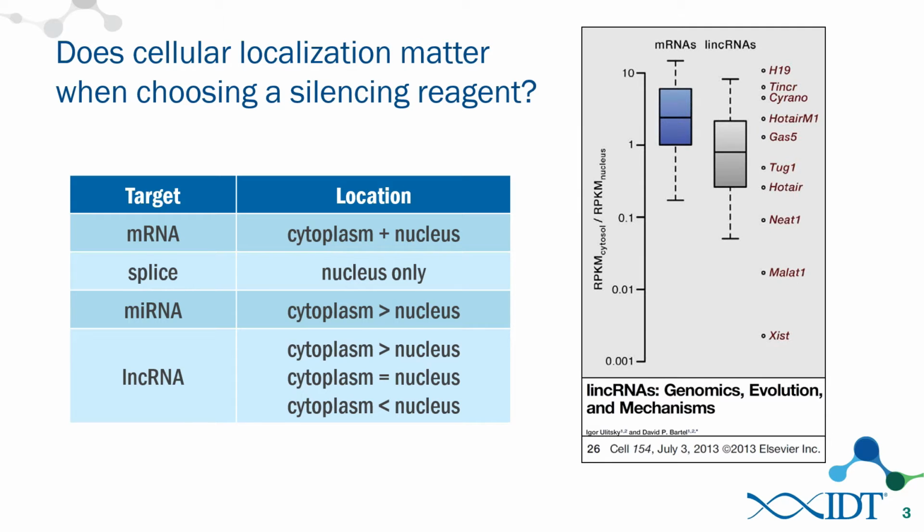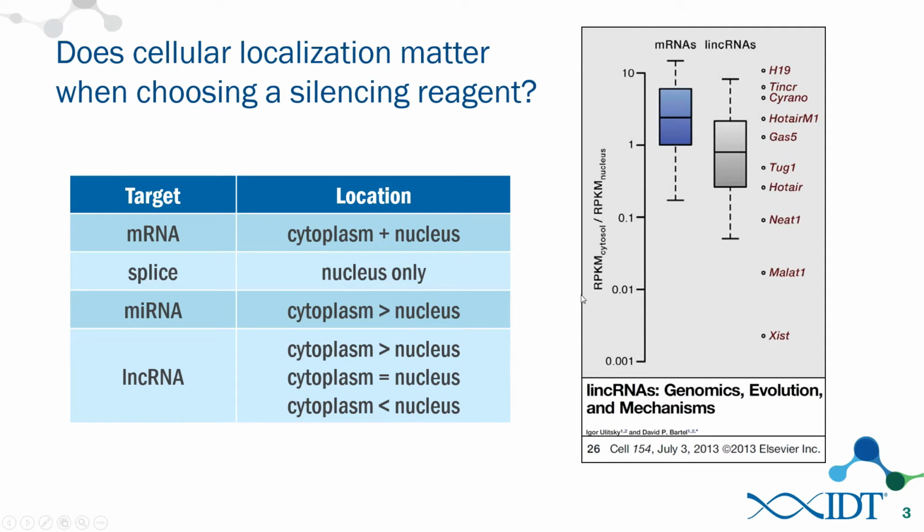MicroRNAs are small non-coding RNAs which are involved in post-transcriptional regulation of translation, and while they are found both in the cytoplasm and in the nucleus, they are more abundantly found in the cytoplasm. And the long non-coding RNAs are in a unique category in that they have different subcellular localization depending on their function. So you have some long non-coding RNAs which heavily populate the cytoplasm, some which are more equally distributed between the cytoplasm and the nucleus, and others which more heavily populate the nucleus.